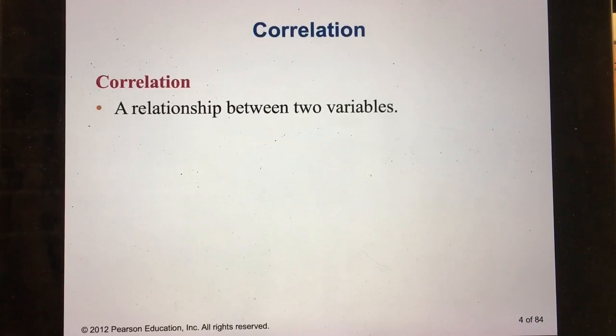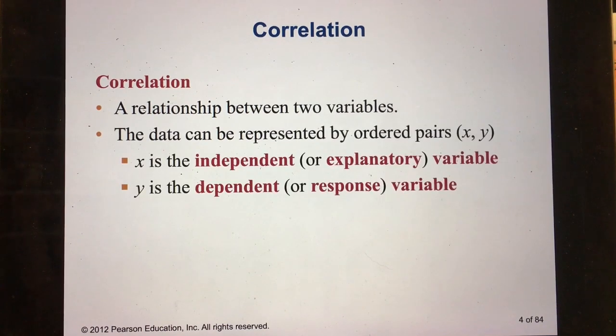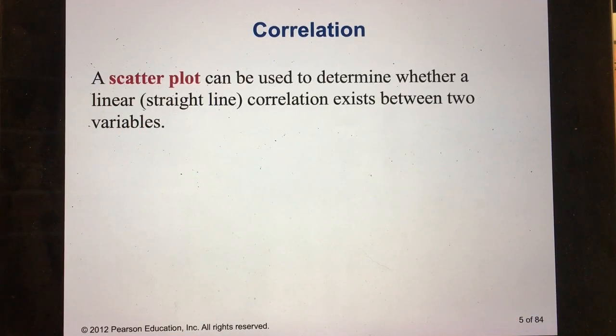And here we start 10.1, correlation, a relationship between two variables. The data can be represented by ordered pairs, x, y. X is the independent or explanatory variable, and y is the dependent or response variable. A scatter plot can be used to determine whether a linear straight line correlation exists between two variables. Now, straight line correlation is not the only type of correlation that we're going to talk about, but it is the most common, and it is the one that we really want, is a straight line correlation.